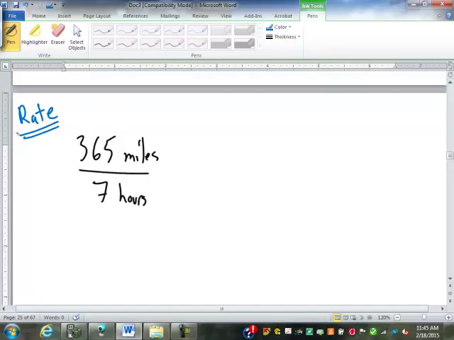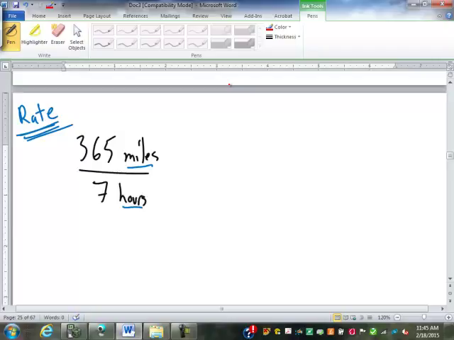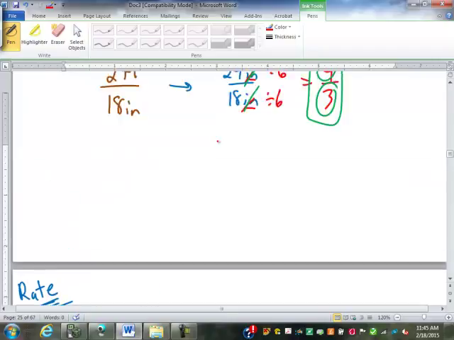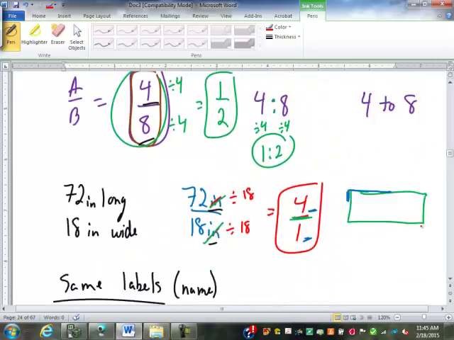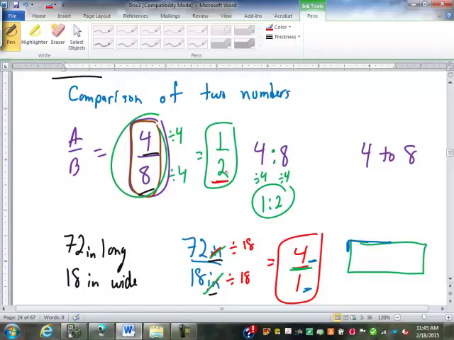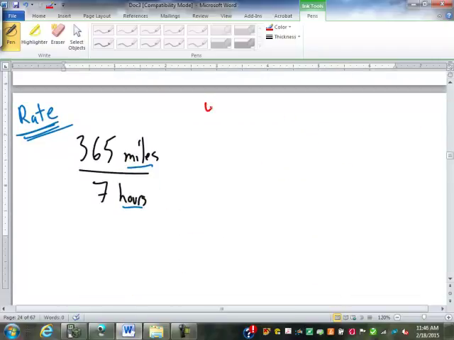The first big difference is what we just mentioned: a rate compares two numbers that have different labels or different units on it. The second big difference is that in a ratio, we most often just reduce it as far as we can and leave it like that. It's okay to have a 3 or a 2 in the denominator. A rate is almost always reduced to what we call a unit rate.